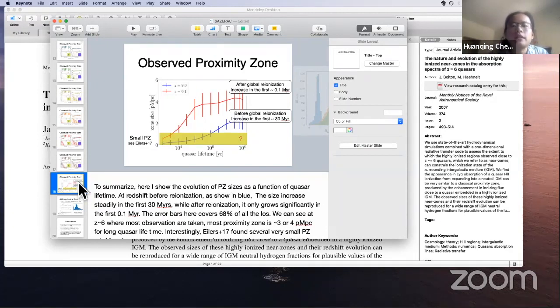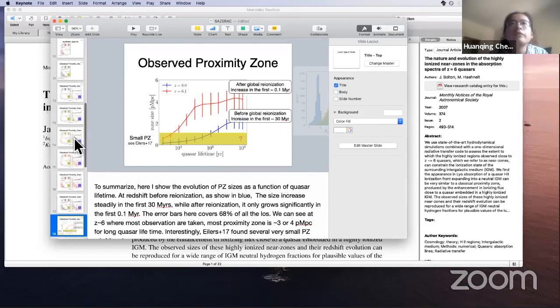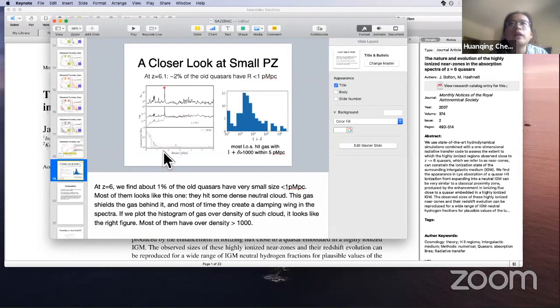Thanks. Okay, and then a question from Enrico Garaldi, who asks, is the dense gas associated with the quasar host, something like a merger? No, these are very far away from the quasar. Here it is already at more than one physical megaparsec, which is not possibly associated with the quasar host.